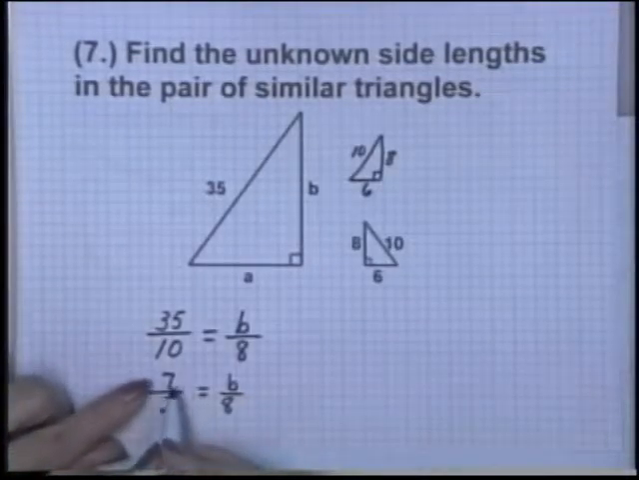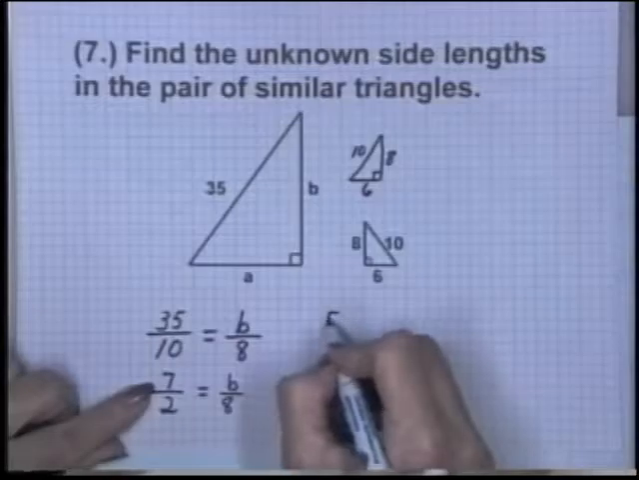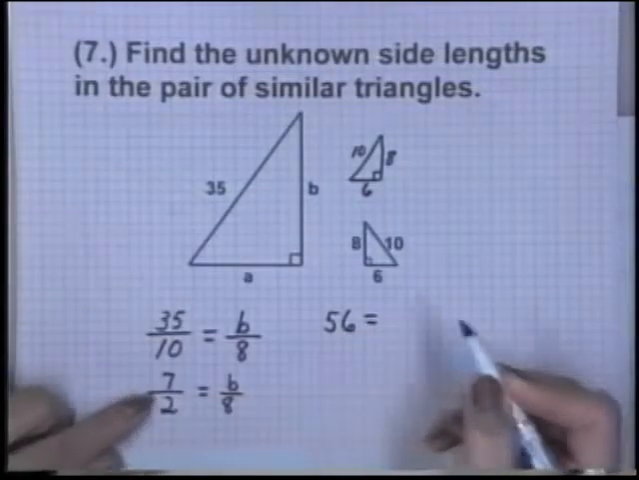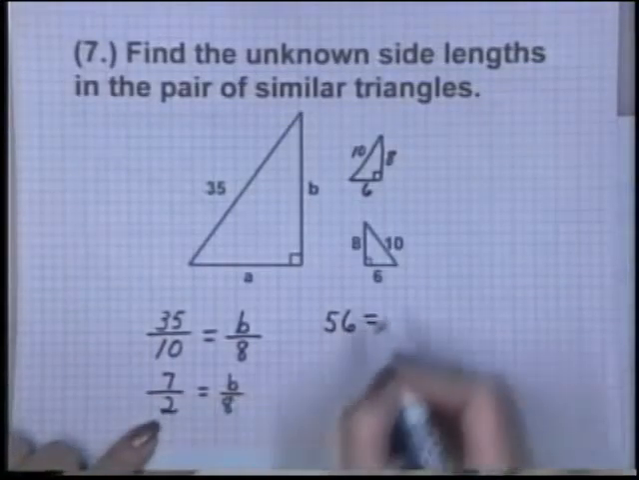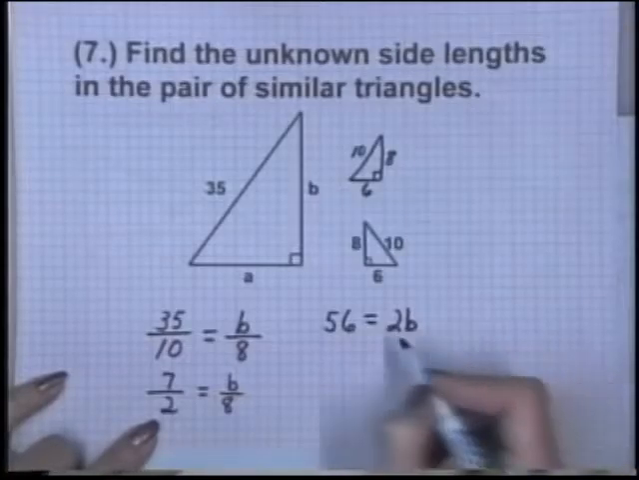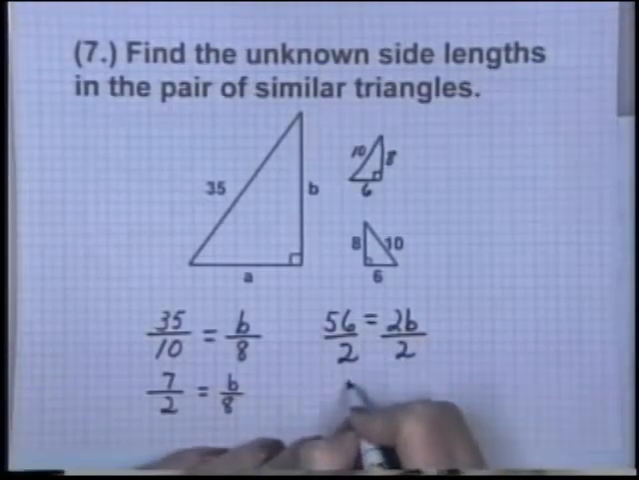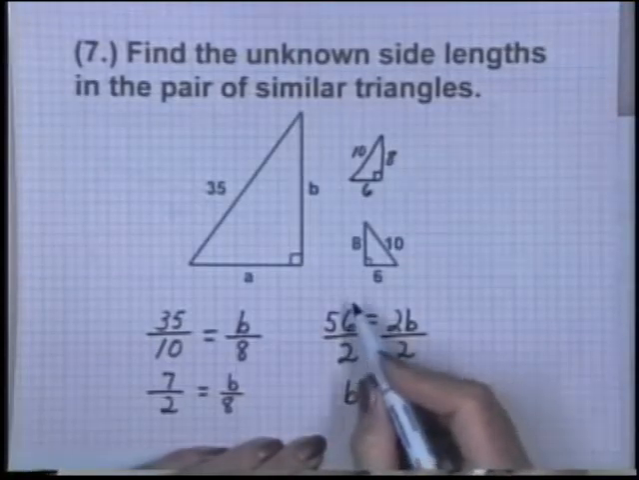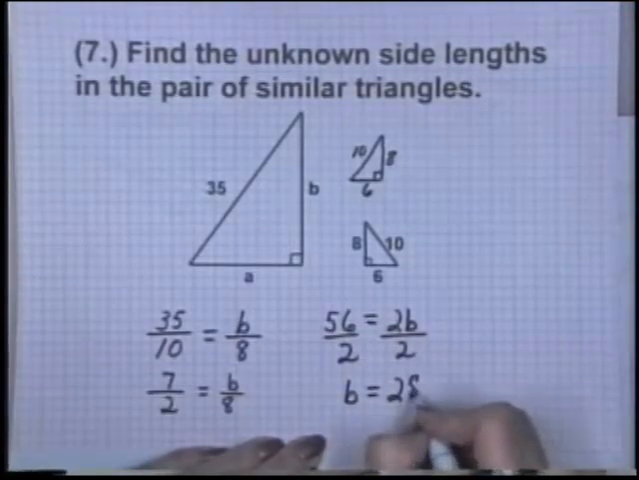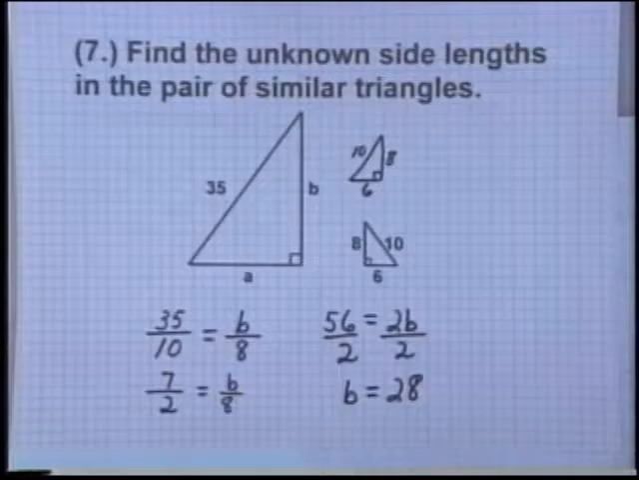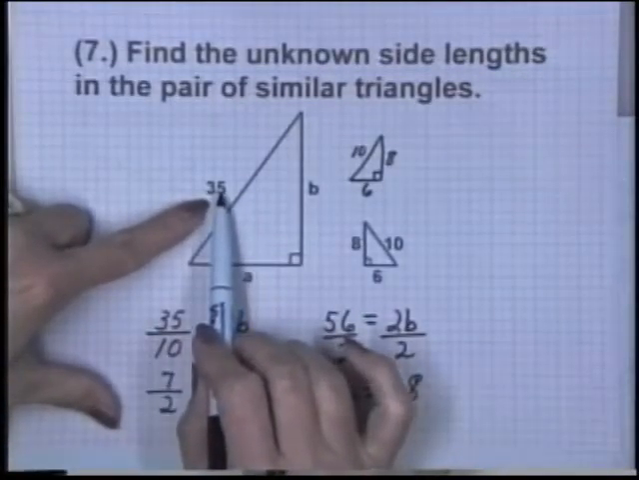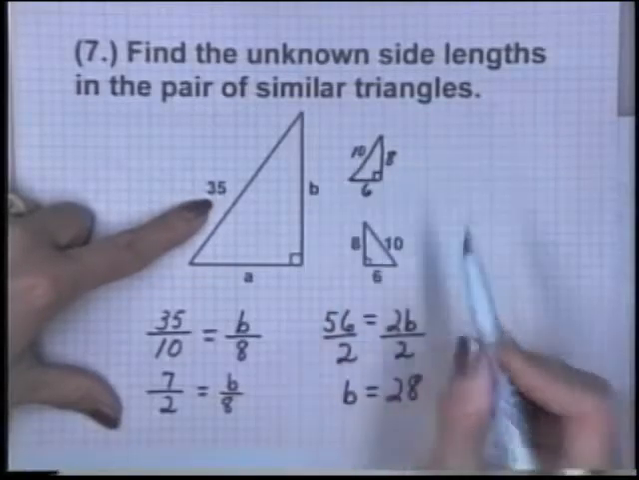We'll cross multiply. The 7 times 8 gives us 56, and that equals 2 times b, which is 2b. When we divide both sides by 2, we'll get that b is equal to 56 divided by 2, which is 28. To find the a, we will go back and use the two given sides.